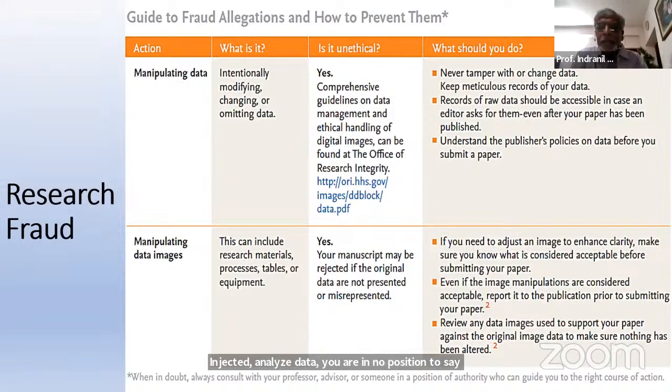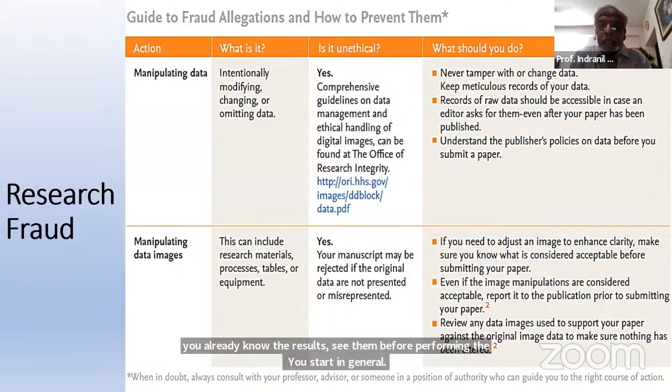On the other hand, if you already know the results even before performing the experiments, it is disastrous for research in general, research in particular, and academics in general. So what are the remedies?